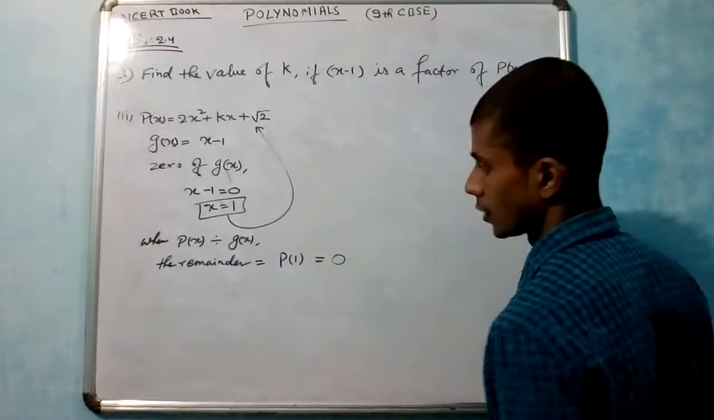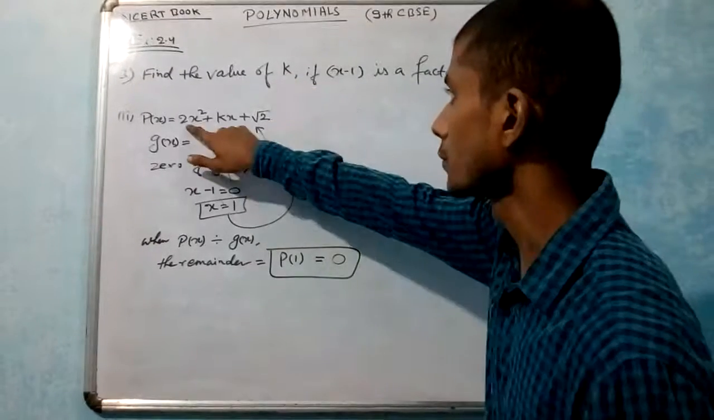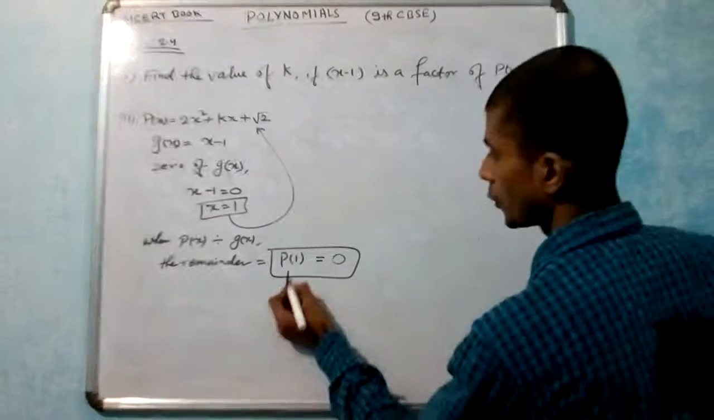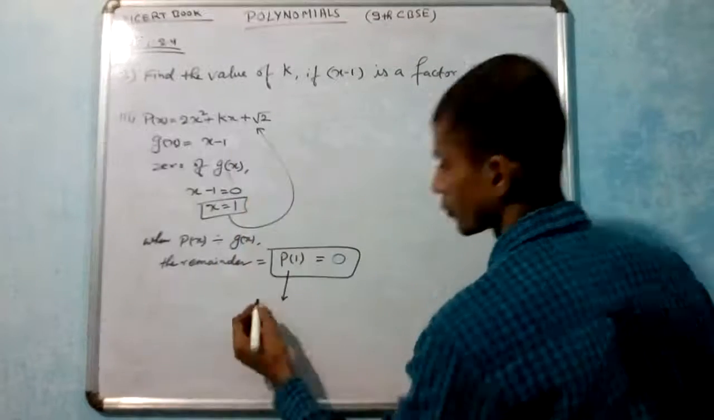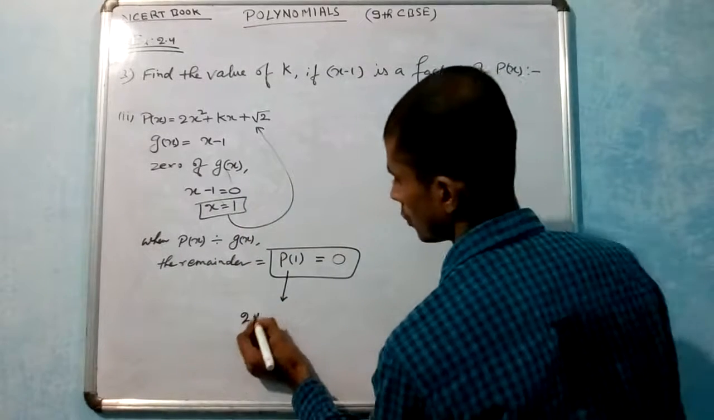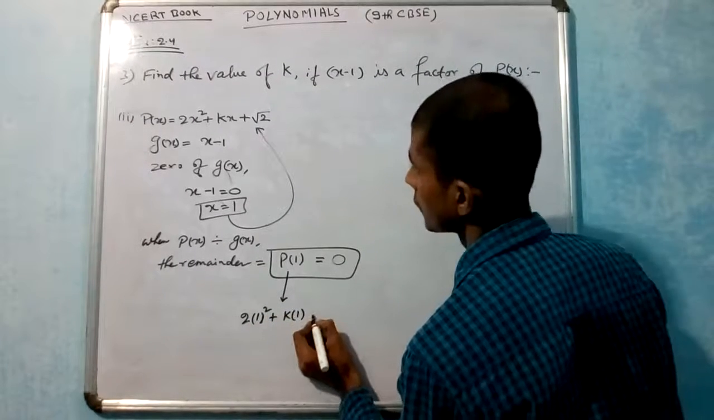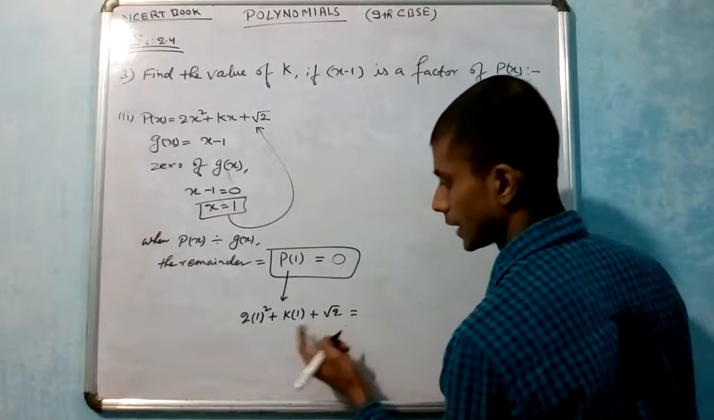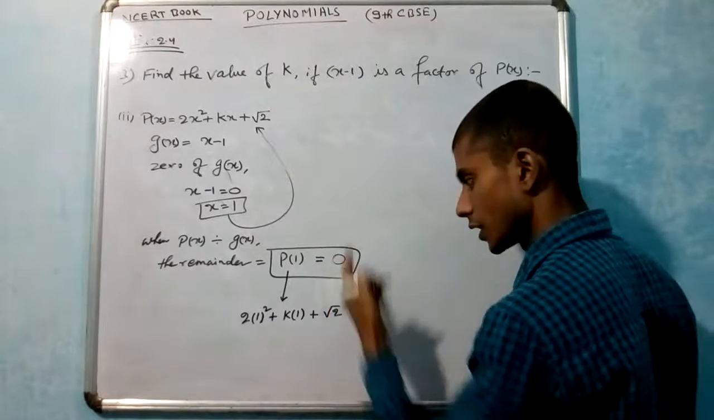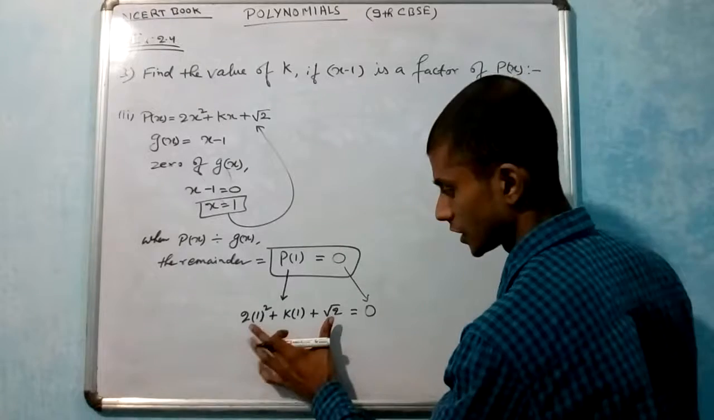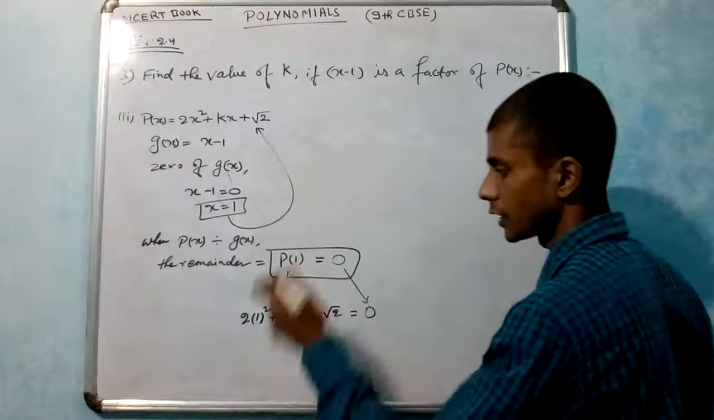And this is the equation we have to solve. From this we will get the value of k. So let us find P of 1. How much is P of 1? 2x square, in place of x we will substitute 1. 2 into 1 square plus k into 1 plus root 2, and that must be equal to 0. Why? Because it's given, it is a factor. So this is the remainder, and the remainder must be equal to 0. So that is the equation we got. Now if we solve the equation, we will get the value of k.